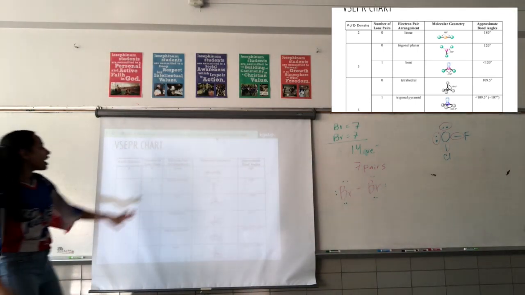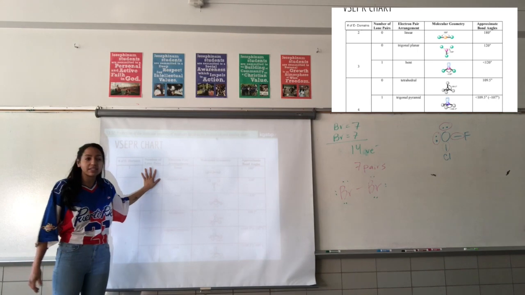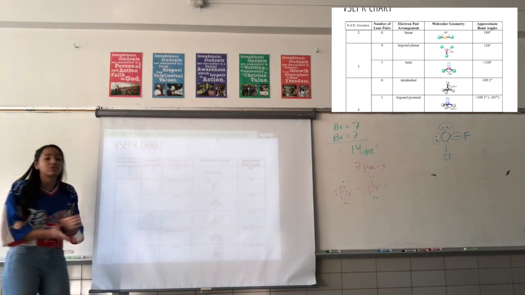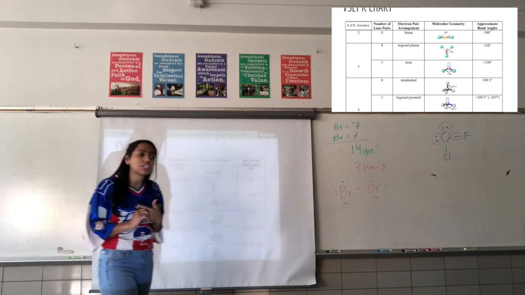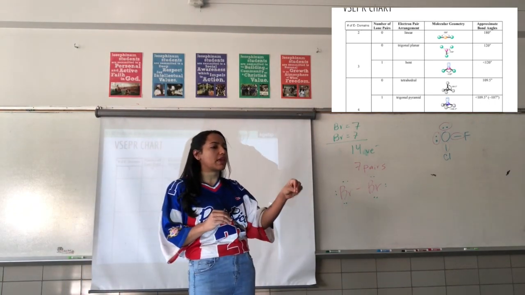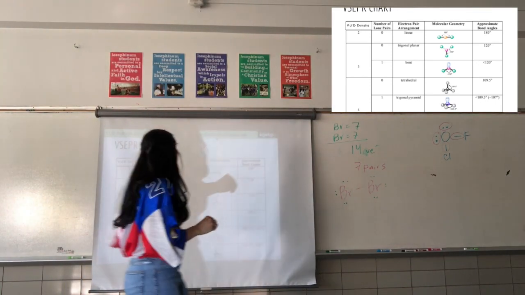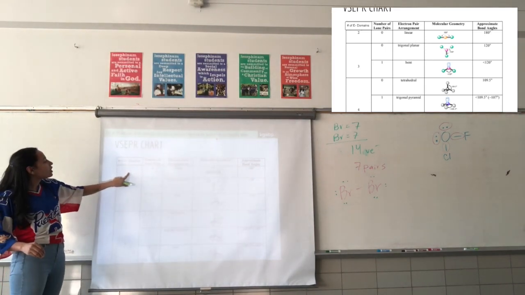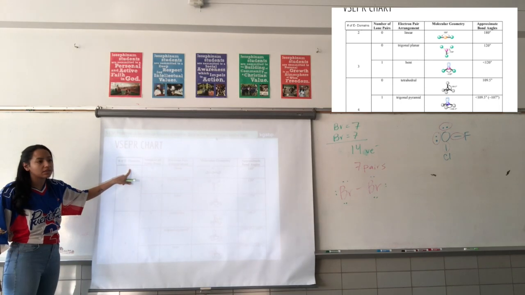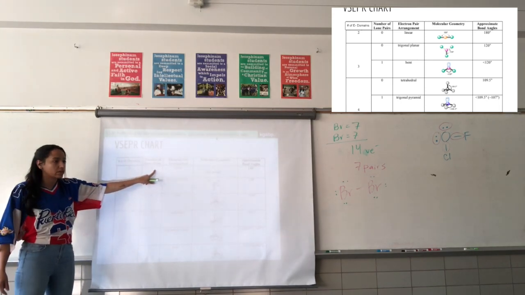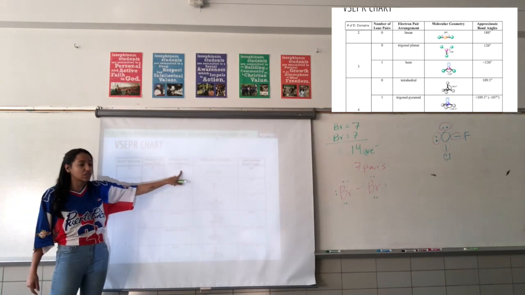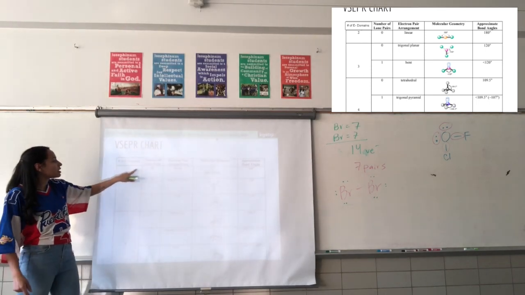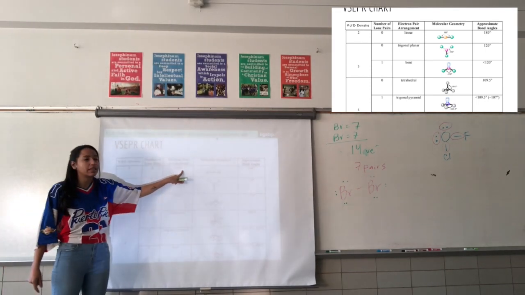Alright, so if you see on your screen, this is exactly what you have on your sheet. It tells you the different shapes of the molecules based on the number of domains. If you have a total of 2 domains, how many of them are lone pairs? 0. And then it tells you the shape. So if you have two domains, 0 lone pairs, it's going to be linear.